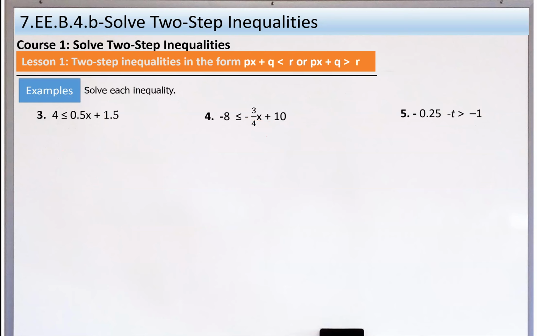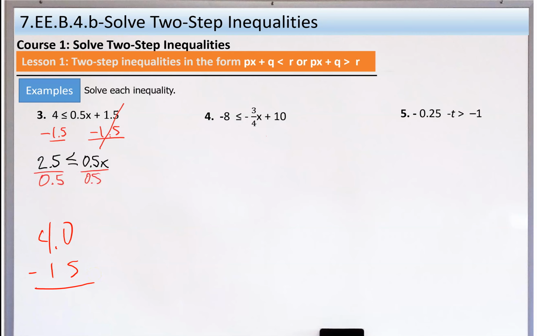Next few we're not going to graph, we're just going to solve them. Number 3, we subtract 1 5/10 from both sides. Make sure you line up your decimals so that we don't make any silly mistakes there. So I have to divide both sides by a positive 5/10, so there shouldn't be any switching on this one. So x is greater than or equal to 5.